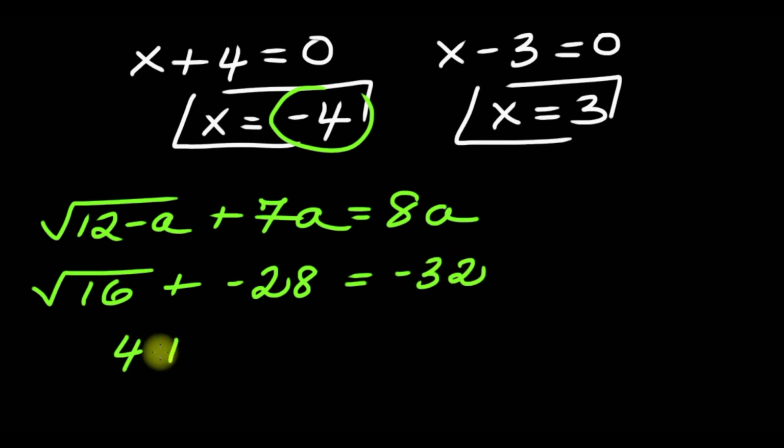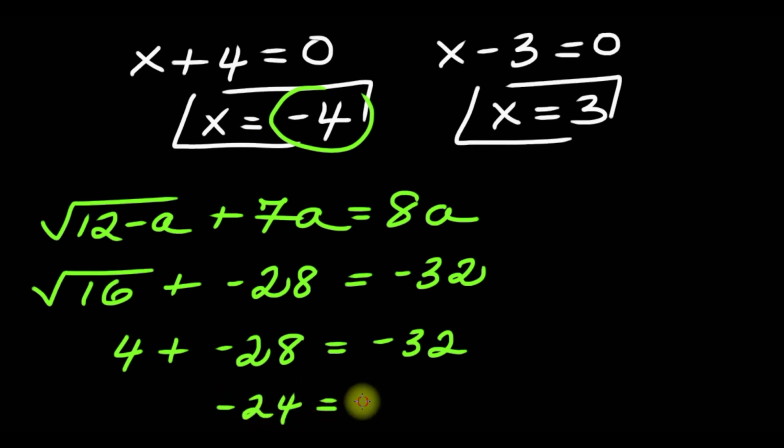So 4 plus negative 28 is negative 24. So this is no good. As you can see, negative 24 is not the same as negative 32. So this is not true. So x equals negative 4 is an extraneous solution. Okay, so this solution is no good.